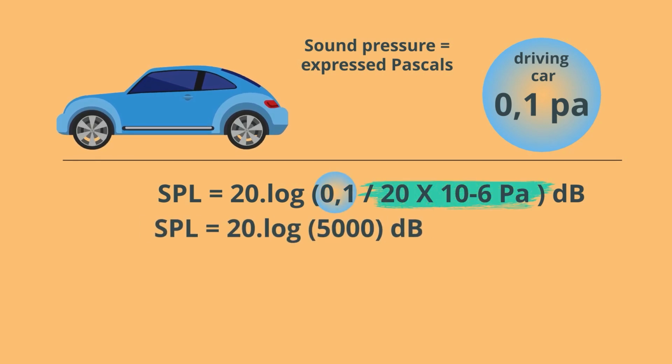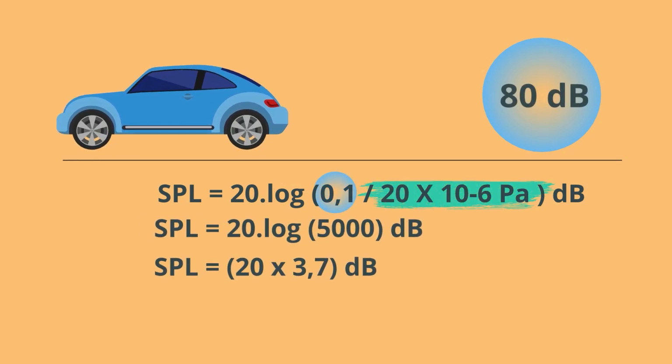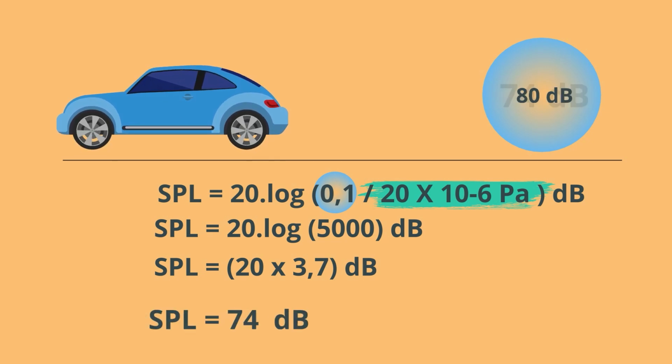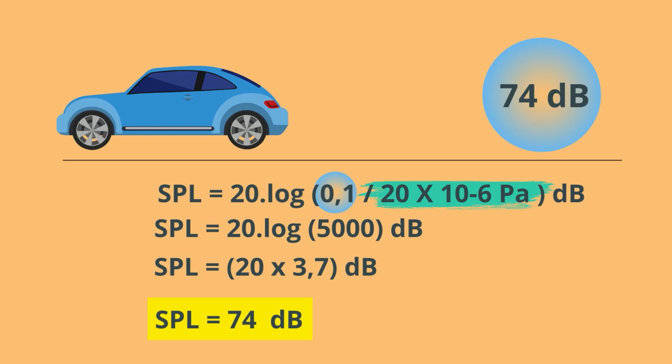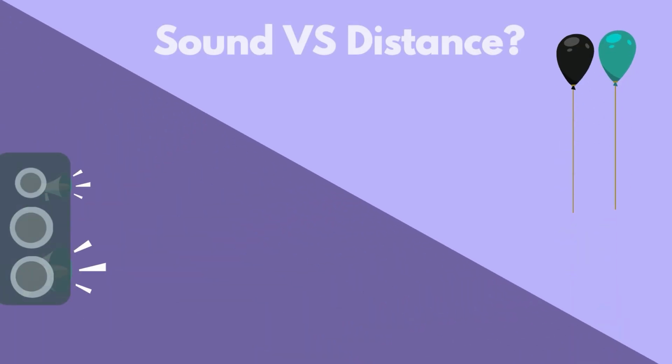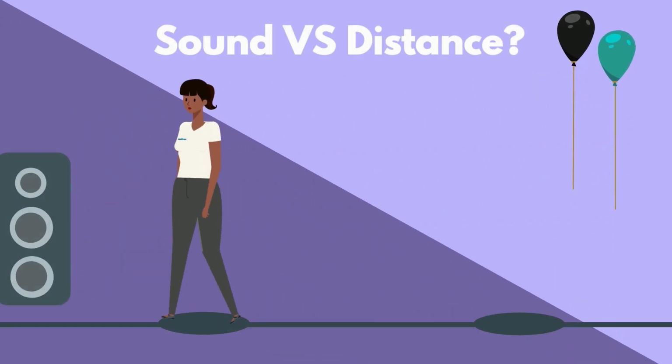A sound level of 80 decibels is approximately estimated at a certain distance from the moving vehicle, based on the inverse square law. By applying the distance correction formula, we calculate the actual sound level at the source to be 74 decibels. Now, let's explore how sound changes as we move away from the source.